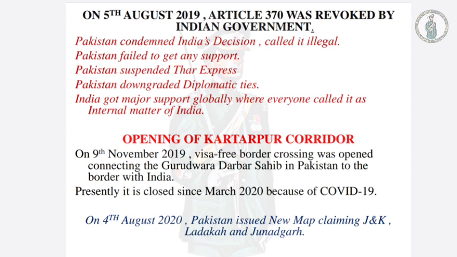Then on 4th of August 2020, just a day before the first anniversary of the scrapping of Article 370, Pakistan issued a new map where they claimed the entire state of Jammu and Kashmir including Ladakh and the Junagadh area of Gujarat.